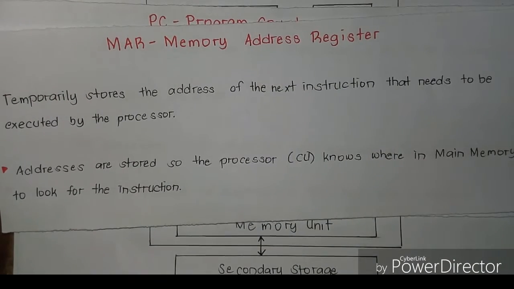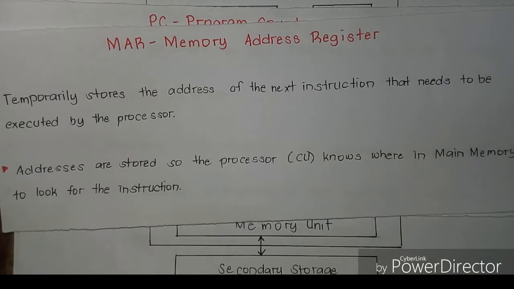Next is the MAR, or memory address register. It temporarily stores the address of the next instruction that needs to be executed by the processor. Addresses are stored so the processor knows where in main memory to look for the instruction. Addresses are put into the MAR by the program counter, so that's how the program counter and the MAR are linked. See that arrow there portrays that.